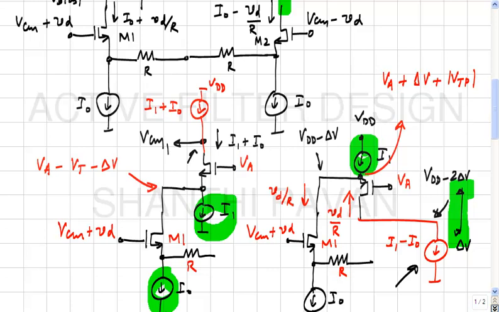You understand? That's precisely what's happening here. You put in all this effort to make this thing linear, and then by some silly thing like a device getting into triode, you've lost all the linearity, right? So this is just a way of fixing that problem.